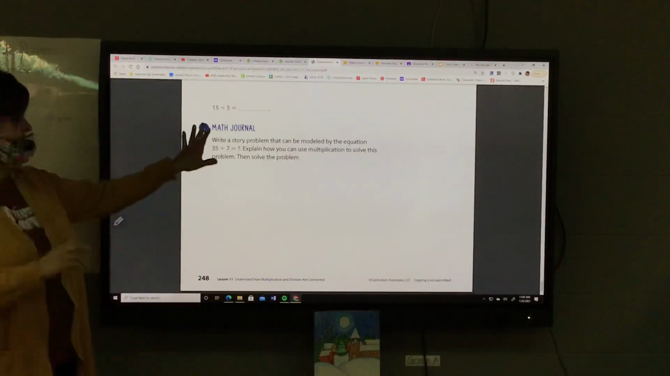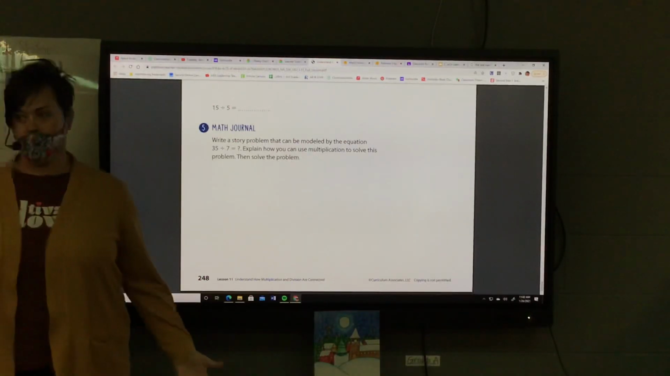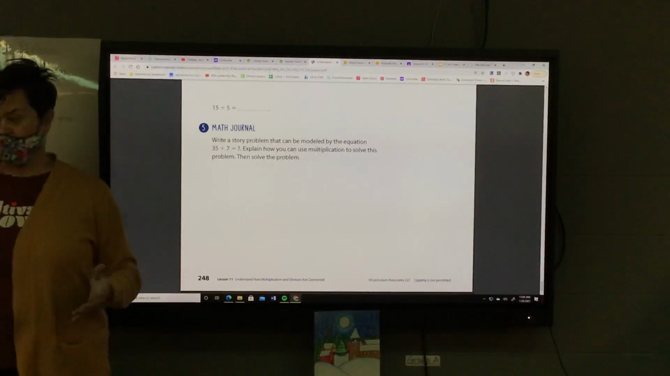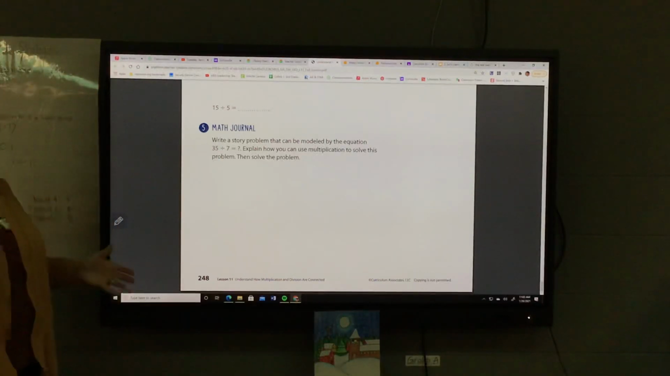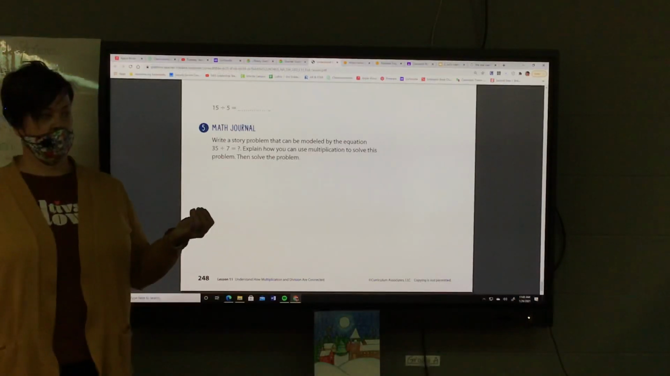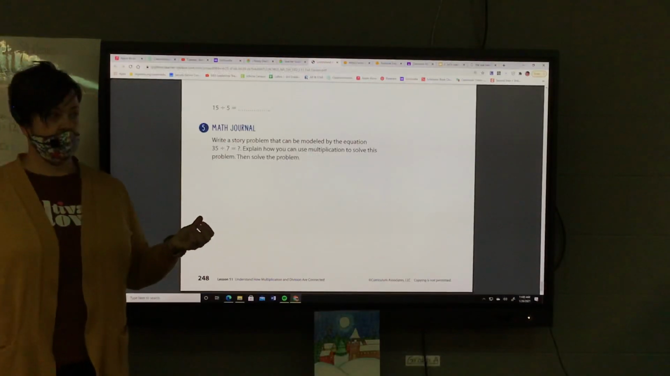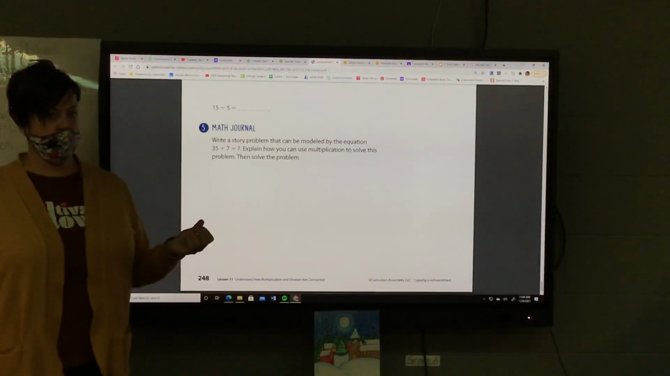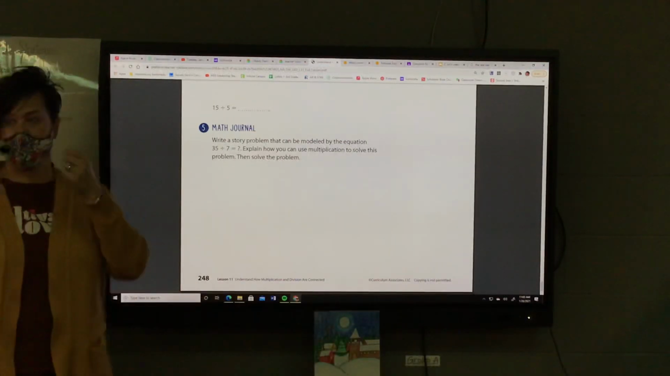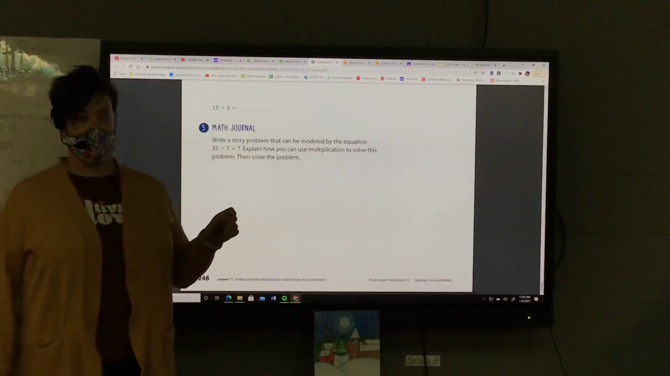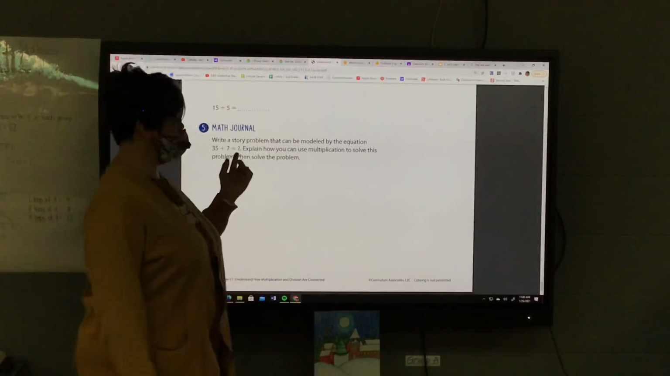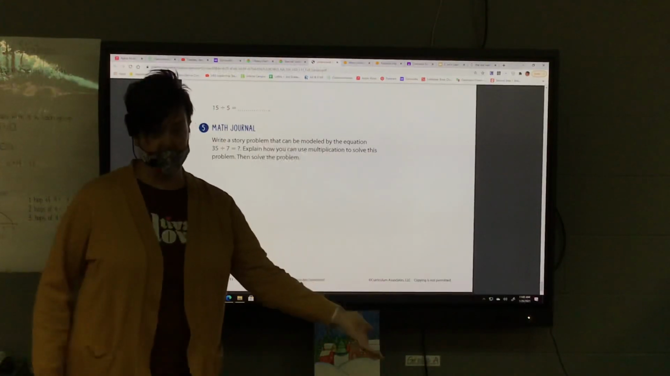Okay, for 5, we have to write a story problem that goes with this division equation. Okay, so we're starting out with how many? 35. And what is the 7 telling us? How many there are in each group, and we have to figure out how many groups there are then.